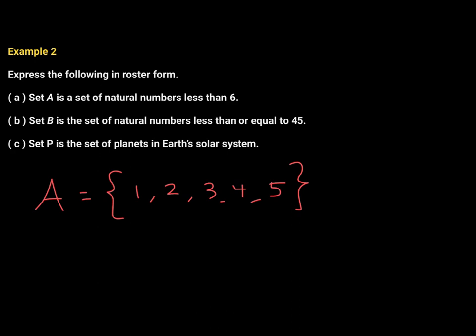All right, let's go to set B. Now, according to what they said, they want us to list out all of the natural numbers that are less than or equal to 45. That means 1, 2, 3, 4, 5, 6, 7, 8, 9, 10, 11, and etc., right? So we're not going to list all those numbers. That would be too much. So we use an ellipsis, ..., right? An ellipsis to say keep going all the way until you get to 45 and then close your set. So this is set B.